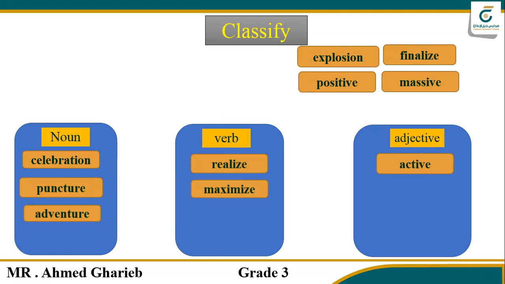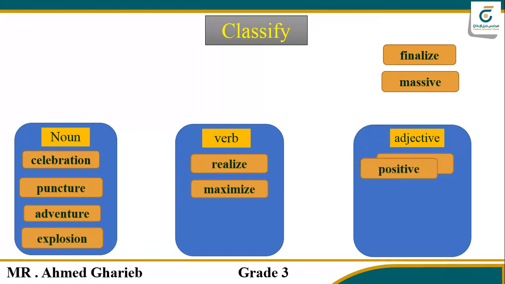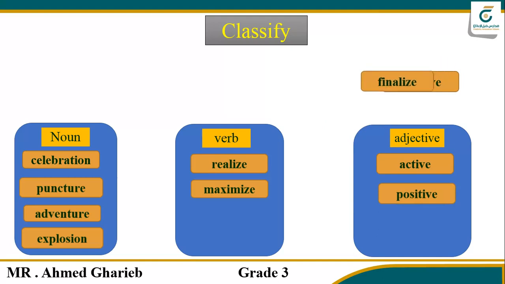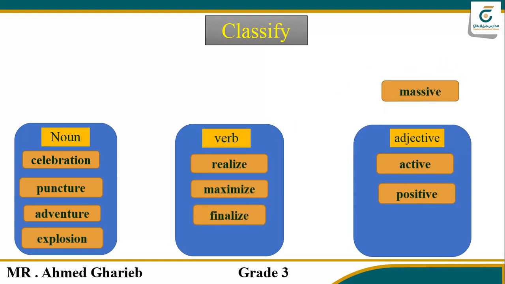Explosion. The final syllable is sion, not shun. So it's a noun. Positive, iv, adjective. Finalize, verb, ize. Massive, of course, an adjective. So as you see, these final syllables help me a lot to know if a word is a noun, a verb, or an adjective. Also it helps me to know the sound of the final syllables.